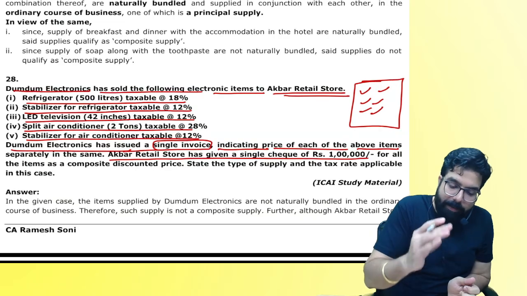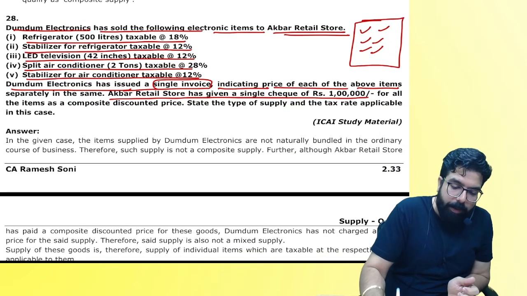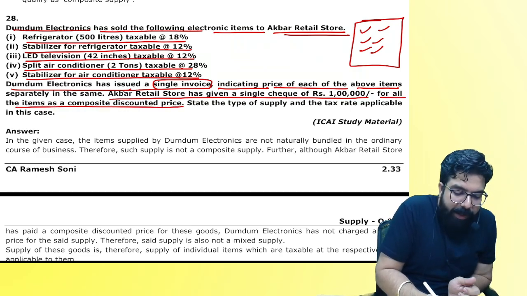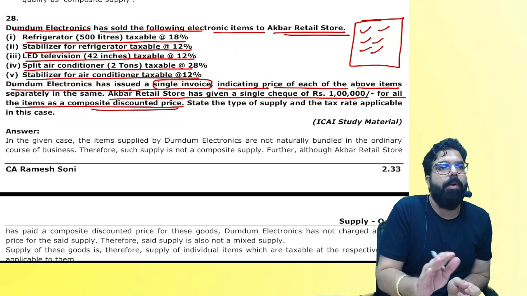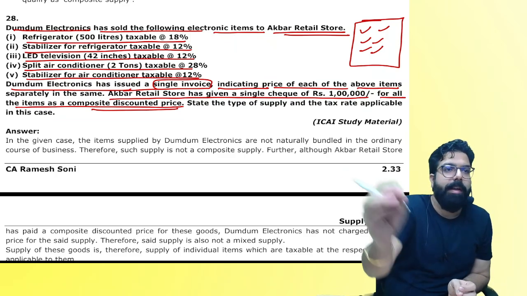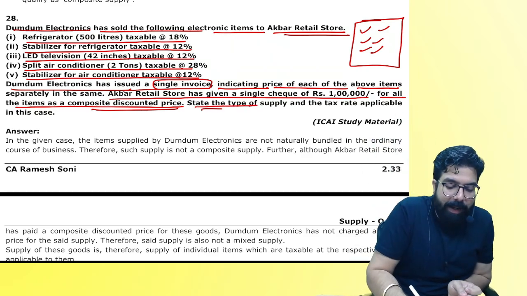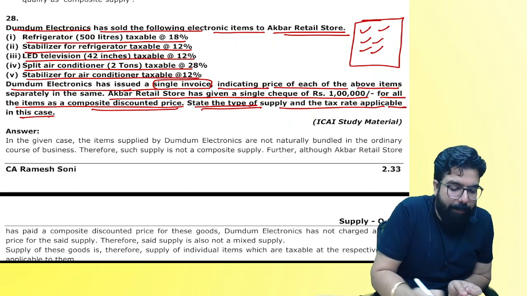It is neither composite nor mixed. It says for all the items a composite discount price. People, all these are to confuse you. He made a payment of 1 lakh rupees after discount. Okay. State the type of supply and the tax rate applicable in this case.